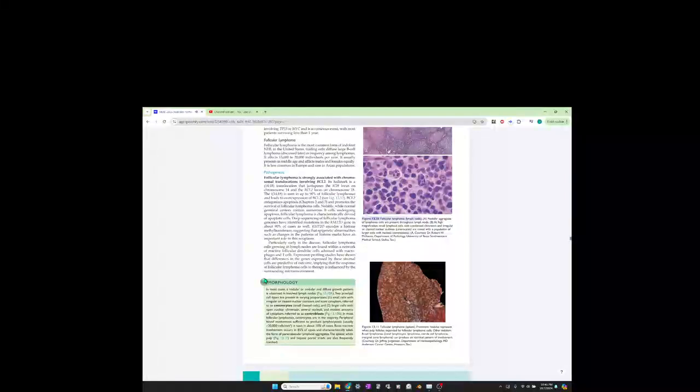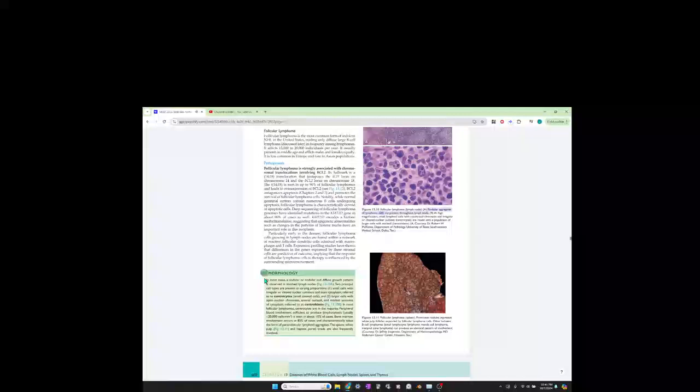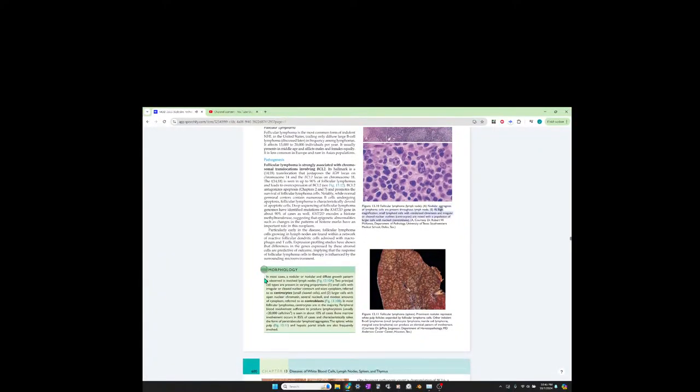Figure 13.10 Follicular lymphoma. Nodular aggregates of lymphoma cells are present throughout the lymph node. At high magnification, small lymphoid cells with condensed chromatin and irregular or cleaved nuclear outlines are mixed with a population of larger cells with nucleoli.